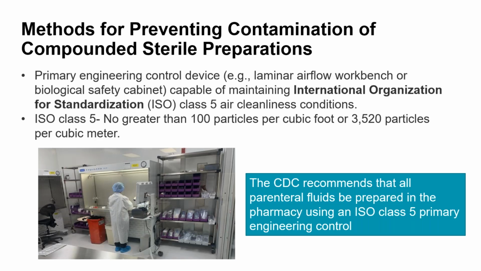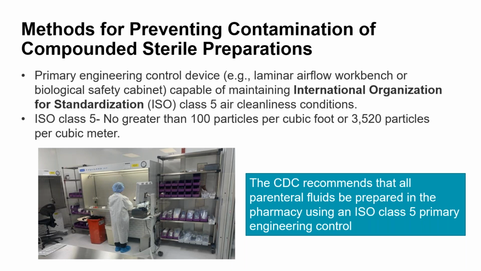So we've talked a lot about the things that can go wrong, right? Paraspinal abscesses, fungal contamination, TPN growing Candida. We've talked about it all. So what are some methods for preventing contamination of compounded sterile preparations? A primary engineering control device, for example, a laminar-airflow workbench or a biological safety cabinet capable of maintaining International Organization for Standardization, or ISO, Class 5 air cleanliness conditions.